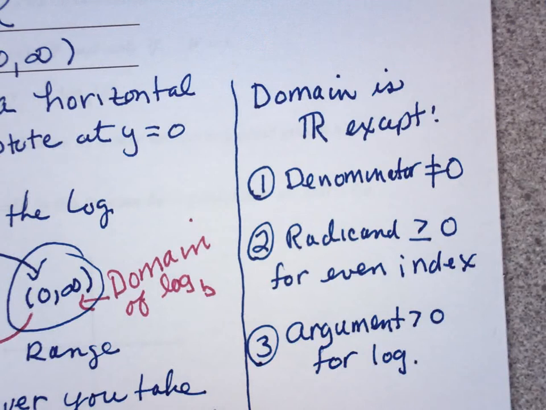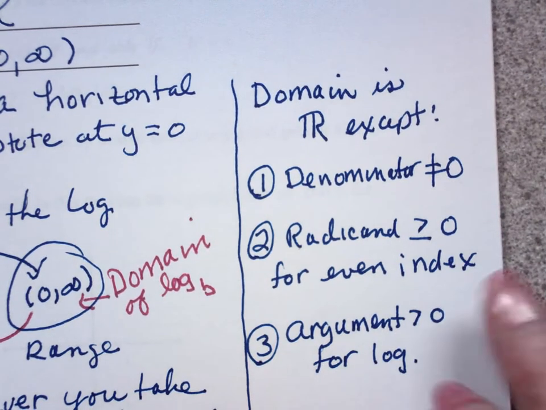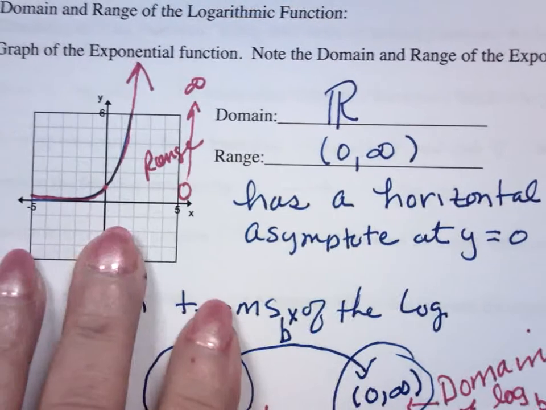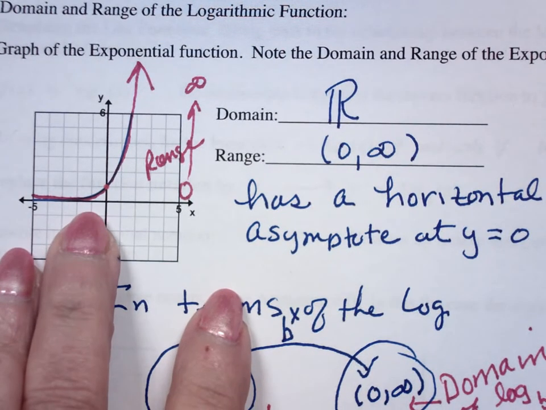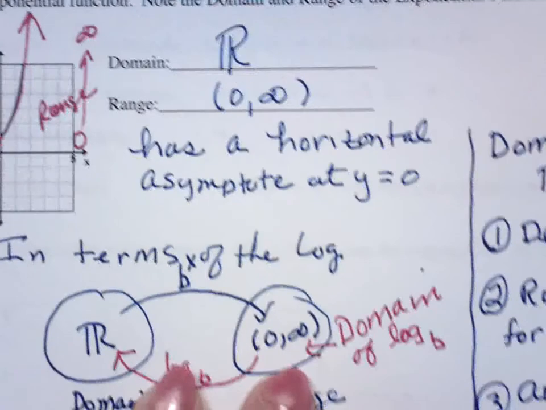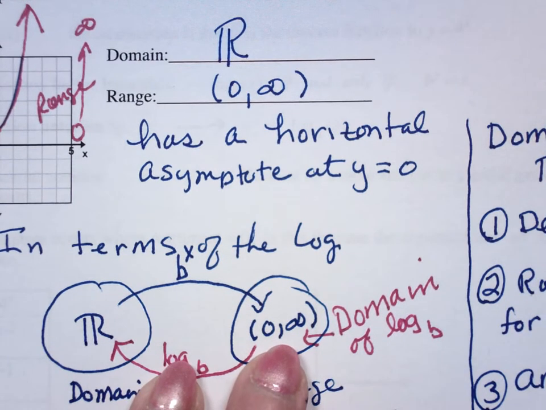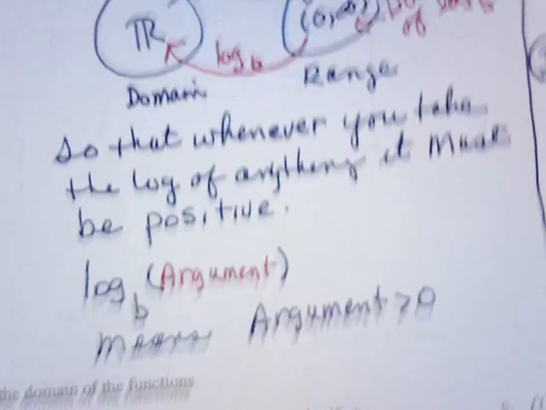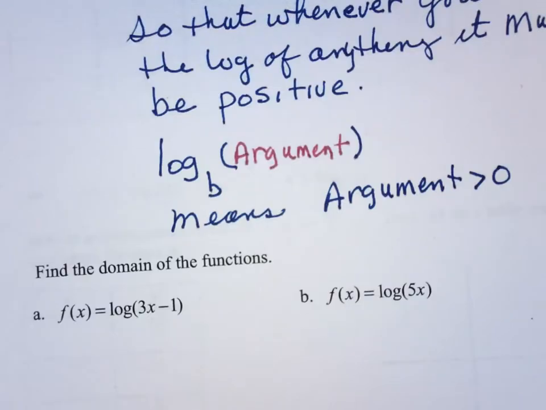Why? Because remember this. I go back to the exponential function. The exponential function has a horizontal asymptote. It never reaches 0. So what's in the world of the logarithm are only numbers between 0 and infinity, not including 0. Yep. Because of that horizontal asymptote. So now we've got three things to remember.